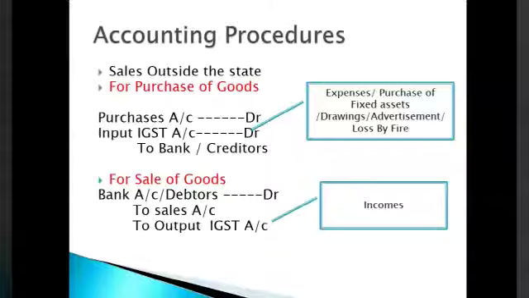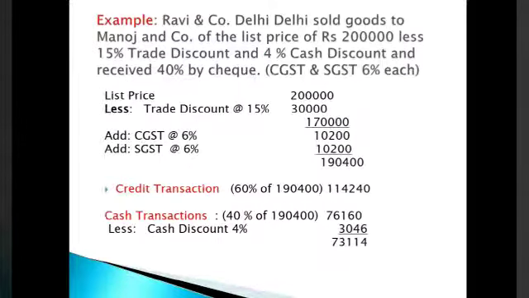If you're selling the goods, the entry would be bank account debited to sales account. Bank account when you're receiving a check, you can write cash when you're receiving cash, and if it's on credit, you can write down debtors. So remember, whenever the purchase or sales happen outside the state, you have to use IGST. So for the sale, you have to use output IGST, and for the purchases, you have to use input IGST. I have taken an example over here where I have incorporated cash discount, trade discount, and GSTs.